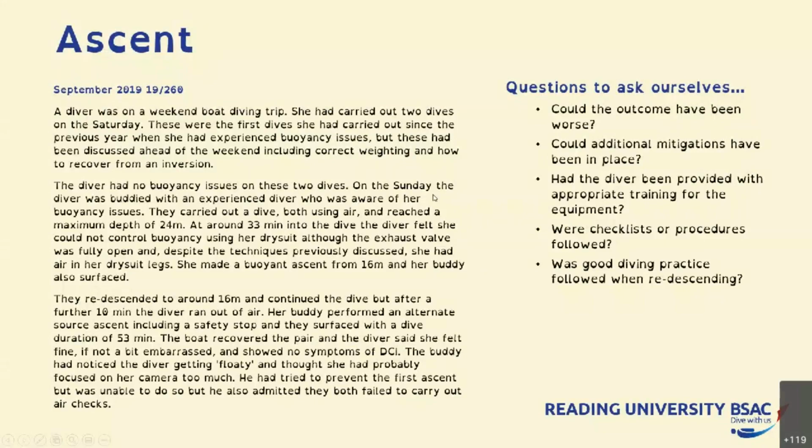One question in my mind was, given the scenario and the full details of that, which I'd let you read in your own time, had the diver been provided with appropriate training for the equipment that they were using, or were checklists and procedures followed? Possibly. Who's to say? And was good diving practice followed when redescending? That's a big question that you should ask yourself. If you were in that scenario and you ascended from 16 meters rapidly to the surface, would you descend back down again? It's a question to ask yourself. Okay.